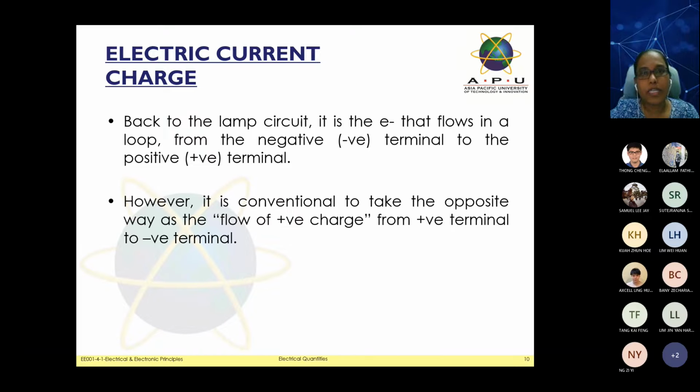Based on your lamp circuit, electrons flow in the loop. What they mean is that electrons go from the negative terminal to the positive terminal. Other than that, we also have the opposite way: the flow of positive charge from the positive terminal. Sometimes they use a plus sign, which means positive, and sometimes a minus sign, which means the negative terminal.